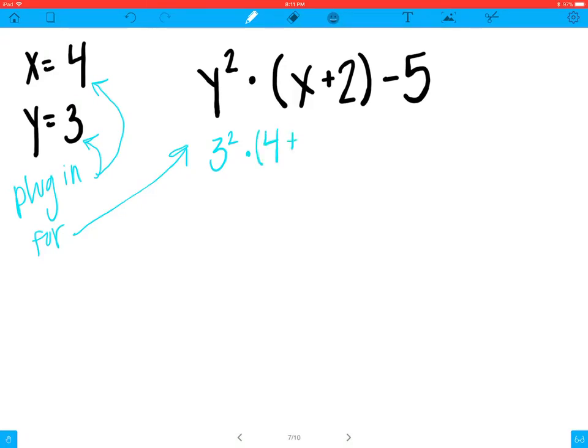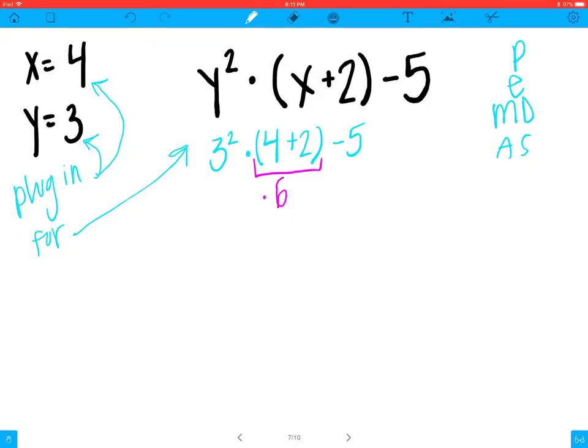So I plug it in. 3 squared multiplied by 4 plus 2 minus 5. I do the order of operations. Parentheses is where to go. So I start with my parentheses. 4 plus 2 is 6.